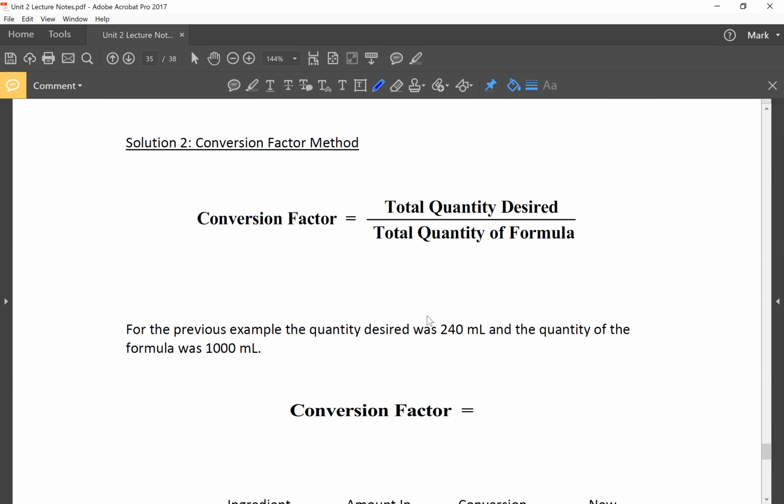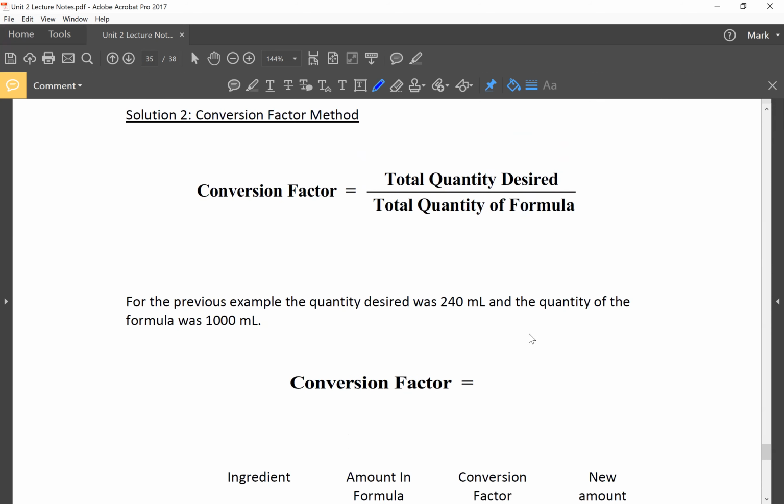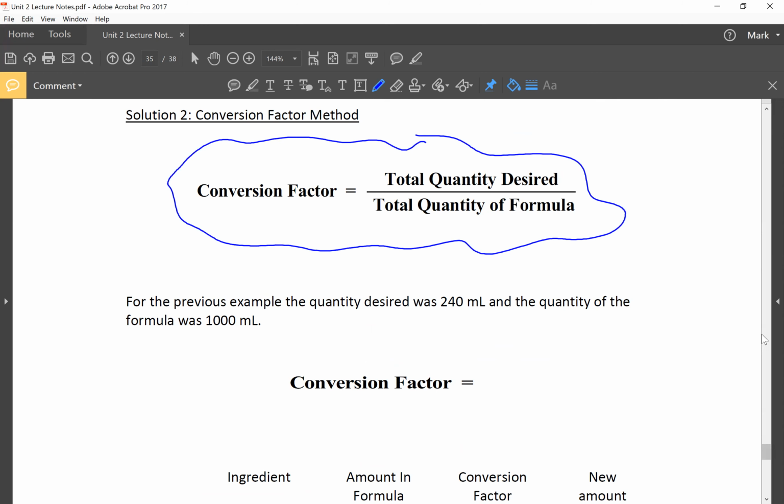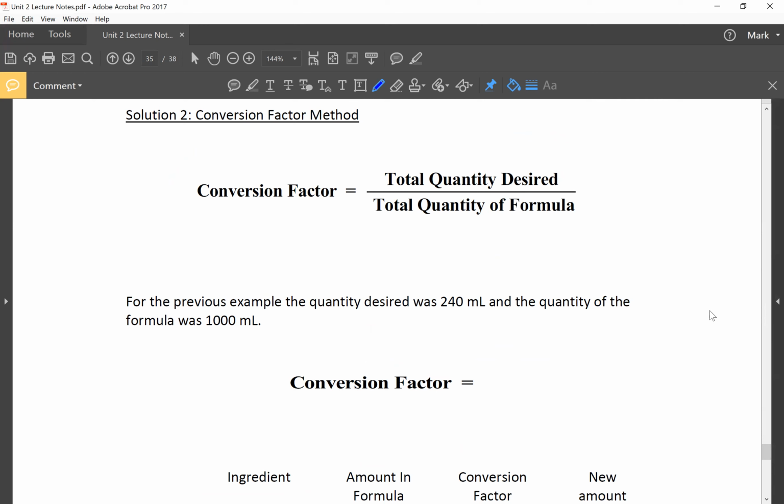Okay, so how do we do this without using those ratios? What if we were just going to use a conversion factor? Well, the conversion factor seems like a formula you'd have to memorize, but it's really not a challenging formula. You take what you're looking for. It's like in chemistry, depending on who your teacher was. You take the chemical you want and divide it by the chemical you have, or the quantity desired, what you're looking for, divided by the total amount in the recipe.